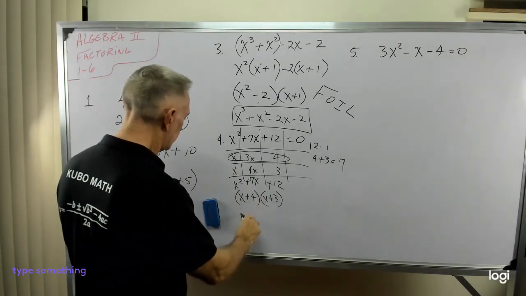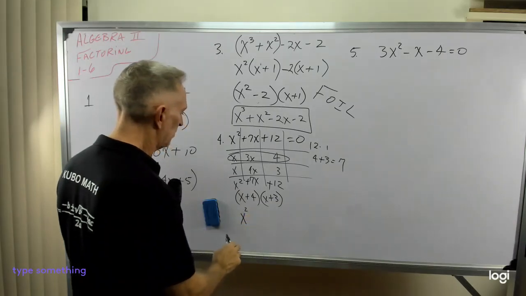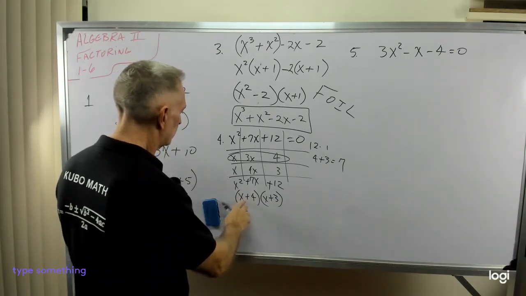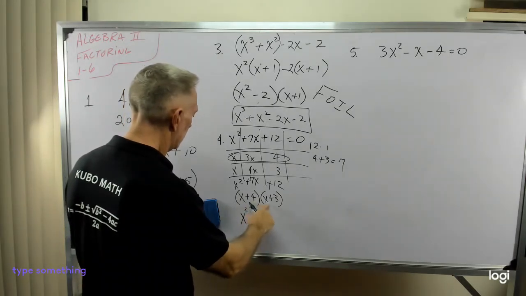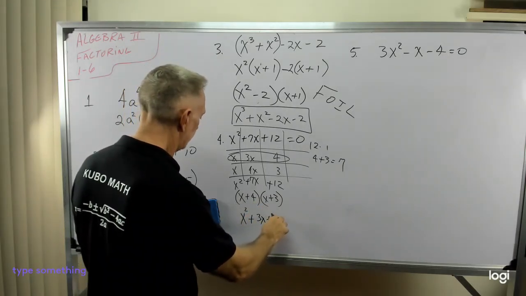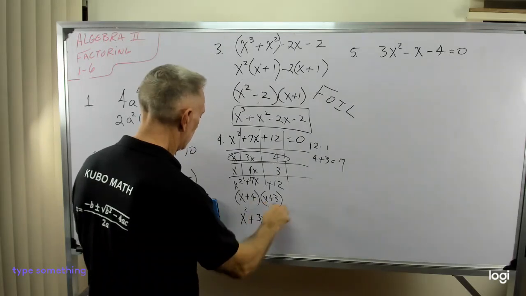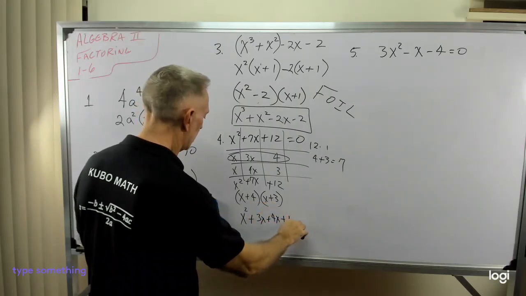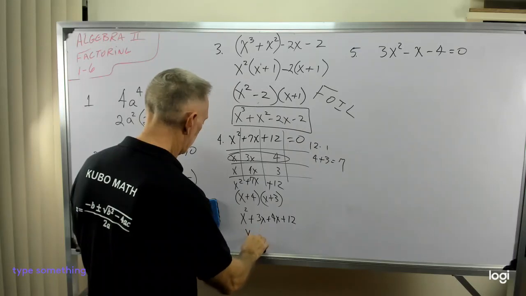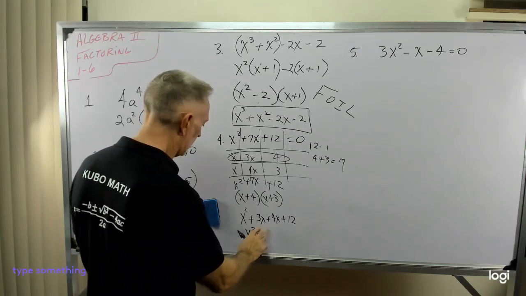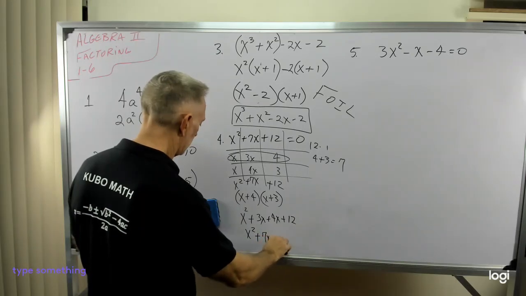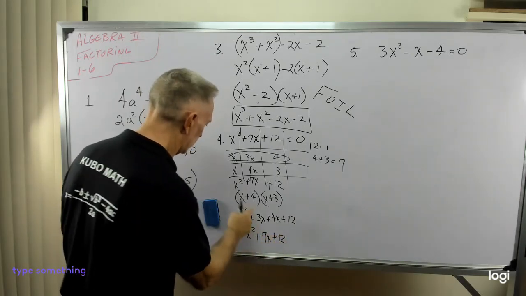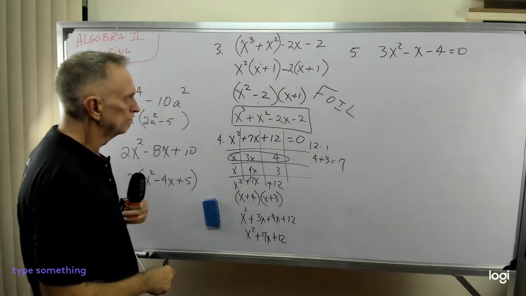First times first, x times x is x to the second power. Outside times outside, that's plus 3x. Inside plus 4x. And then plus the last, 4 times 3 is 12. So now I have x to the second power plus 3x plus 4x is 7x plus 12. So yes, those in fact did work.